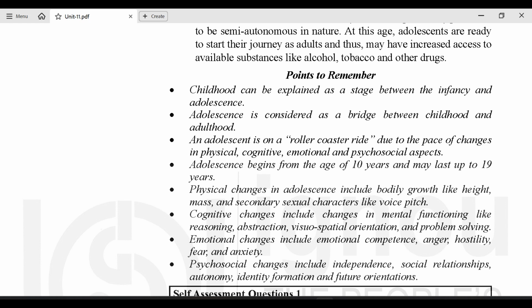Physical changes in adolescence include bodily growth like height and mass, and secondary sexual characters like voice pitch. Cognitive changes include changes in mental functioning like reasoning, abstraction, visuospatial orientation, and problem solving. Emotional changes include emotional competence, anger, hostility, fear, and anxiety. Psychosocial changes include independence, social relationships, autonomy, identity formation, and future orientations.